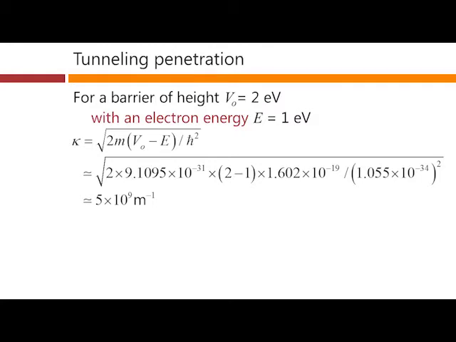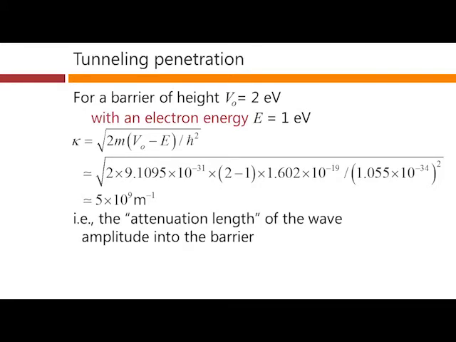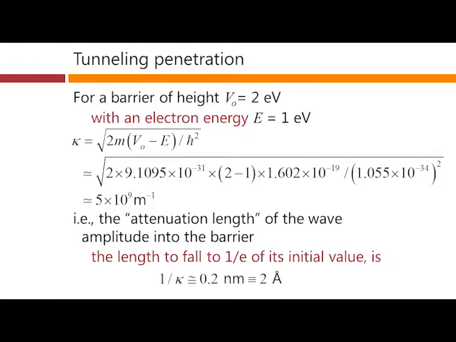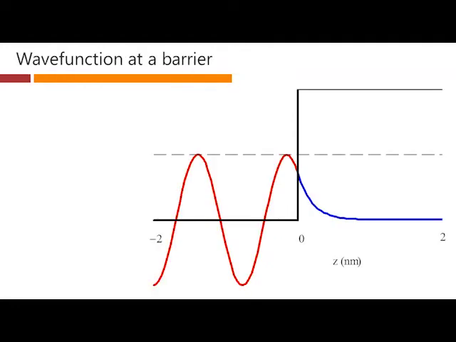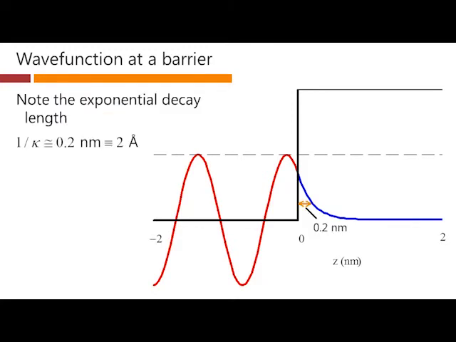And the answer to that is 5 times 10 to the 9 per meter, or meters to the minus 1. That means that the attenuation length, as it were, of the wave amplitude into the barrier, that is, the length to fall to 1 over e of its initial value, is about 0.2 nanometers, or about 2 angstroms. We can look at that on our diagram here, our graph. The exponential decay length here of about 0.2 nanometers is this distance in here, and you see it corresponds to the fall off of the wave function by about a factor of 1 over e.